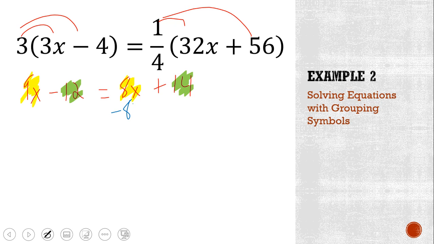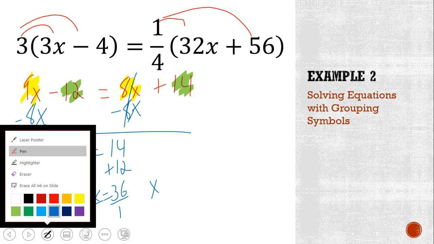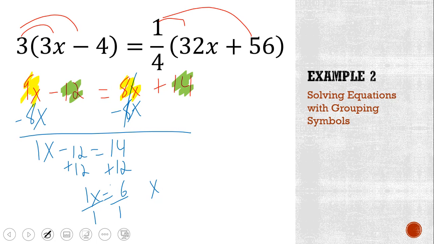I'm going to subtract the 8x because I always like to keep my variable on the left side. So I'm going to subtract my 8x, and now I'm going to be left with 9x minus 8x, which is just 1x, or x, minus 12 is equal to positive 14. If I add the 12 to isolate the x, I'm going to get 1x equals 26. And if I divide by 1, I don't even have to do that. I'll get an x value equal to 26 as my solution. So a couple more steps on this one, but still not too bad.